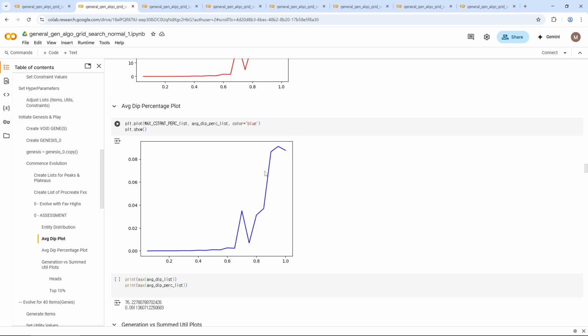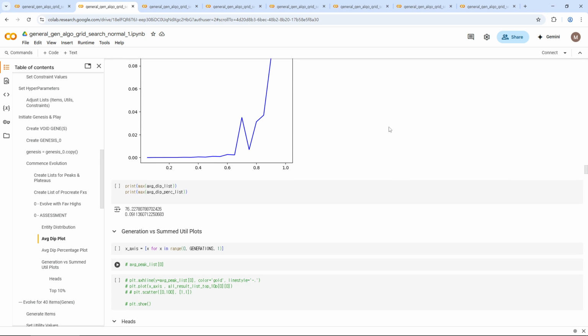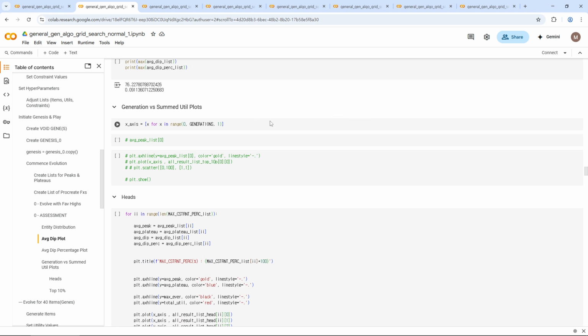You'll see that it goes up, and this is what I overlooked last time. It ended here, and I just didn't think about plotting the overall performance, or overall total sum utility values of entities, or the average of the top 10% entities. So anyway, the maximum dip percentage was 9%, and here we go. Let's plot it.